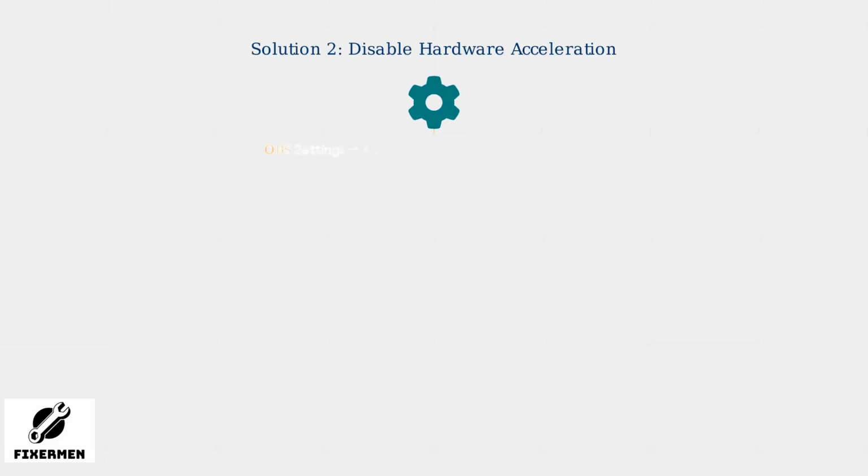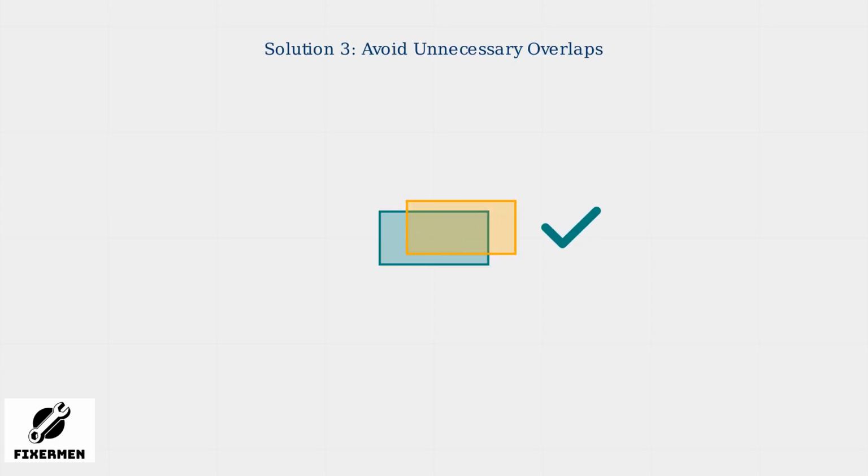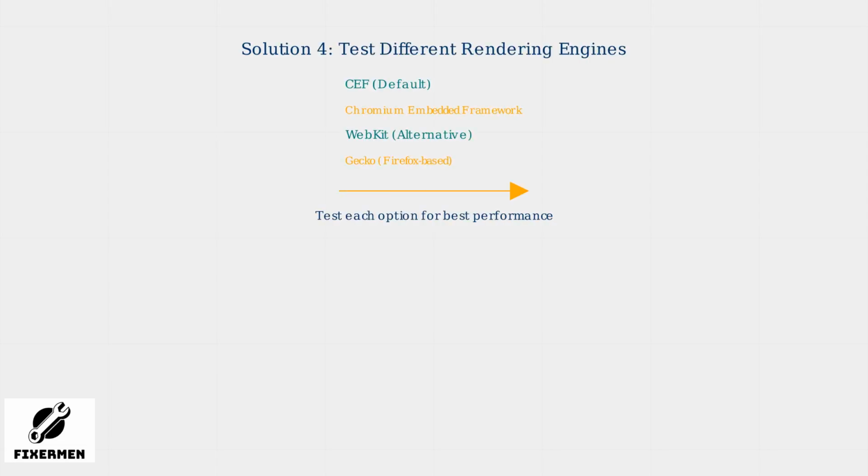Second, disable hardware acceleration in OBS. Go to Settings, then Advanced, and uncheck Enable Browser Source Hardware Acceleration. This can reduce CPU usage by using software rendering instead. Third, ensure your browser source isn't overlapping other elements unnecessarily. In OBS, arrange your sources so Bongo Cat only covers the area it needs, reducing rendering complexity. Fourth, test different rendering engines in OBS. In Browser Source Properties, try switching between CEF, WebKit, or Gecko engines to find which performs best on your system.